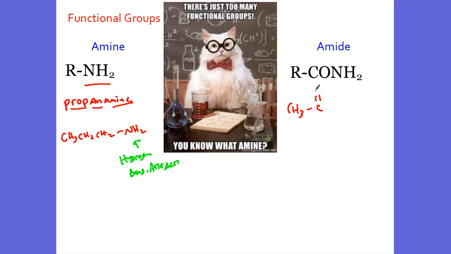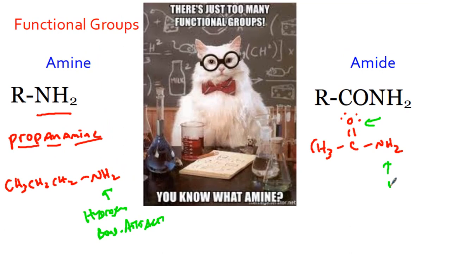CH3CO. What does CO mean? It's got a C double bond O right there with an NH2 group coming off here. It's got some dipole-dipole attractions up here. Obviously, it's got some hydrogen bonding sitting on the N's and the H's right there. Hydrogen bonding attractions. And so that is amines and amides.